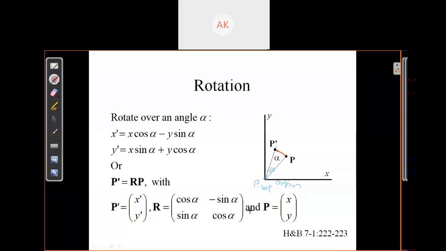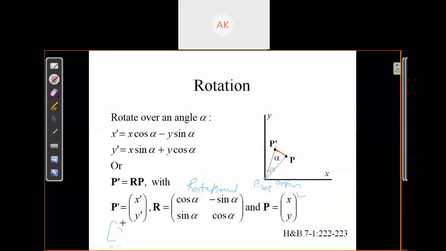The formula we have derived for rotation considers our pivot point, or rotational point, to be the origin. So you get this formula: this is the coordinate after rotation, this is the rotational matrix, and this is the position of your original object.